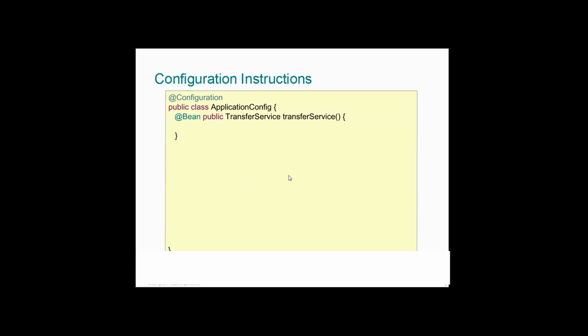Okay, I need to annotate each and every Spring bean where it is coming out of, from each method. The way I do it is I will annotate this method with an annotation called @Bean. I'm instructing in the configuration saying that treat this as a Spring bean object. Okay, this method is going to return the transfer service object, which I want to put into the Spring container as a bean. So that is what it indicates.